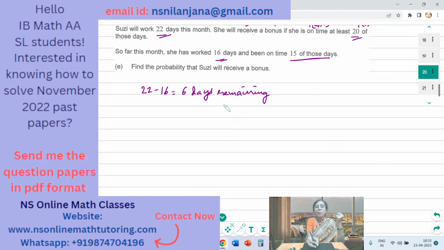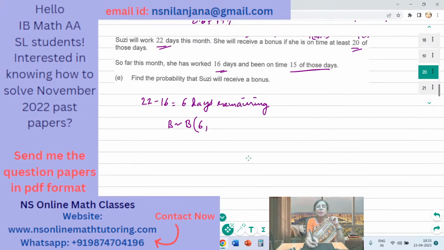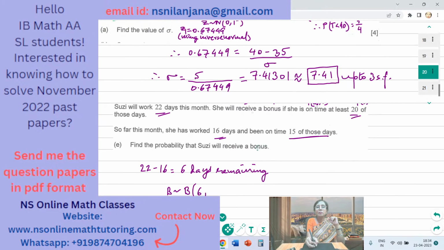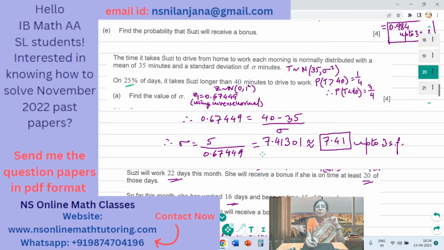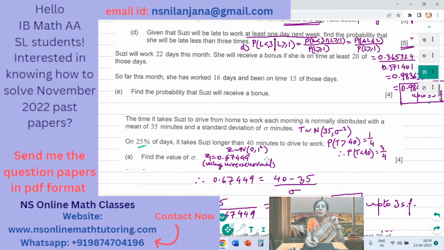And the probability that Susie will receive a bonus, that means if I take a bonus, so maybe bonus B, this is also a case of a binomial distribution. 6 days remaining, and what is the probability of success? Success is I'm taking being late. And when is she being late?